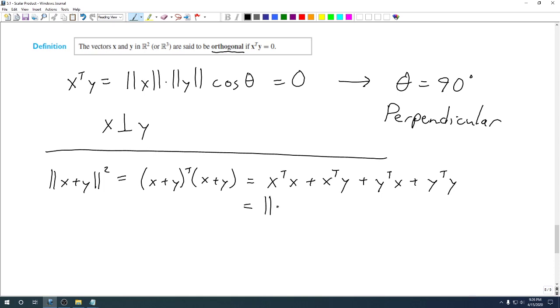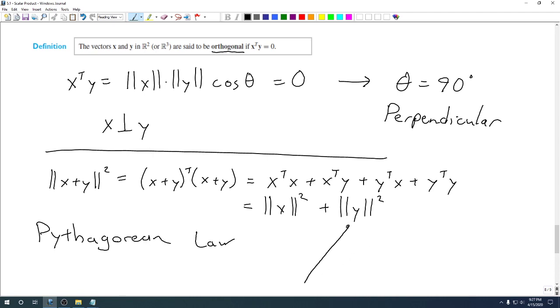X transpose x is the magnitude of x squared. X transpose y, well, I'm insisting here that x and y are orthogonal. So that's 0. Same thing with y transpose x. That's also 0. So we can skip right to y transpose y, which, very similar to the x one, is just the magnitude of y squared. So we have this relationship that the square of the magnitude of the sum of x and y is just the sum of the squares of the magnitudes of x and y. This is frequently referred to as the Pythagorean law.